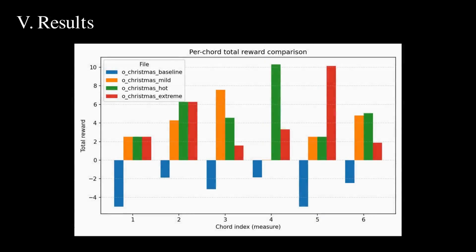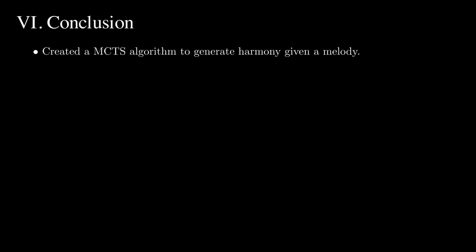To visually see the improvement, we plotted the rewards accrued by the various approaches. To recap, we implemented a Monte Carlo Tree Search algorithm to create a jazz harmonizer. Through careful parameter tuning and musically informed reward functions, it can generate stylistically appropriate harmonizations.